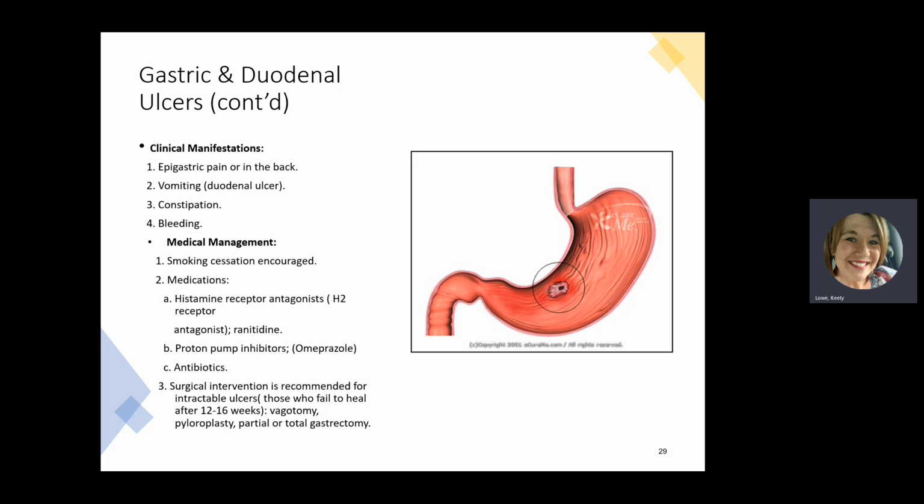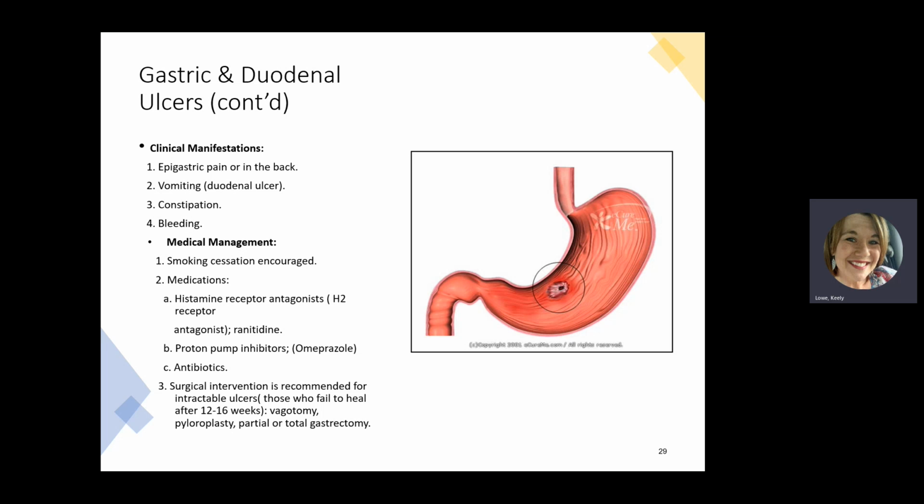Okay. Medical management: those lifestyle factors we talked about, but also medications. Could be on an H2 inhibitor, could be a proton pump inhibitor, could be antibiotics if we're talking about H. pylori. Could have surgical intervention. If we have an area of the stomach in particular that is so eroded it's not going to heal, they may remove that part of the stomach. They may remove part of the duodenum.